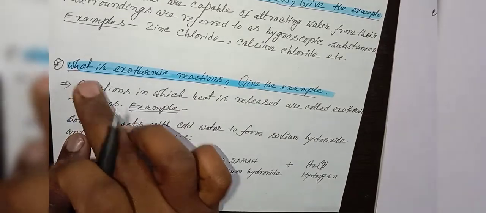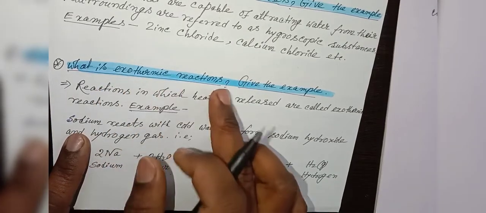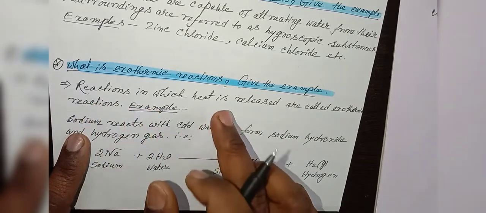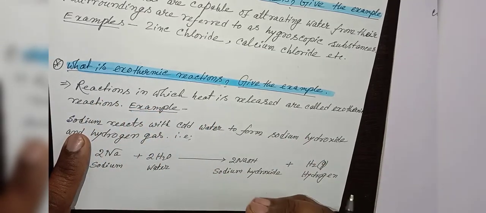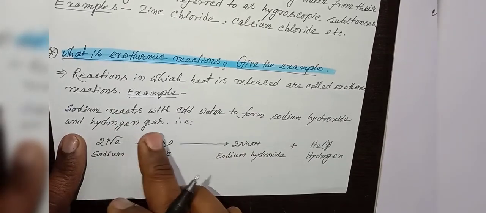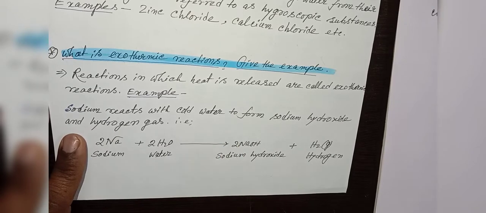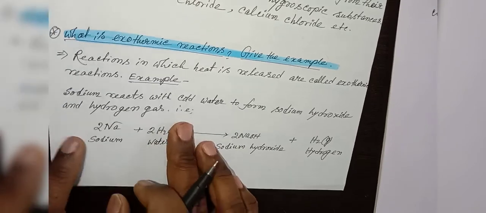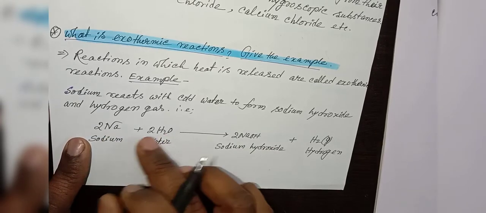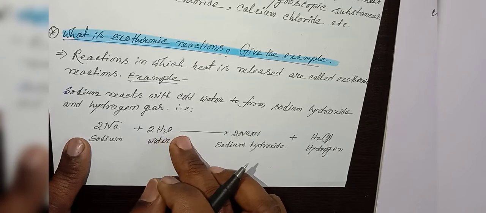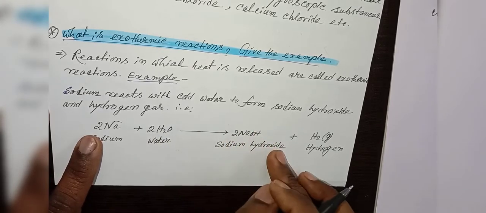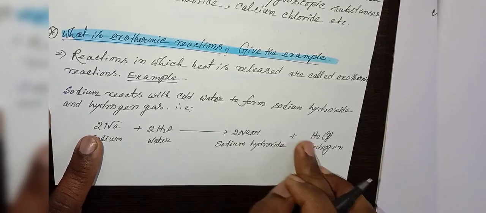Next item, what is an exothermic reaction? Give an example. Reactions in which heat is released are called exothermic reactions. Example: sodium reacts with cold water to form sodium hydroxide and hydrogen gas. That is, sodium, 2Na plus 2 molecules of water, 2H2O. The products formed are 2NaOH, sodium hydroxide, and hydrogen, H2.